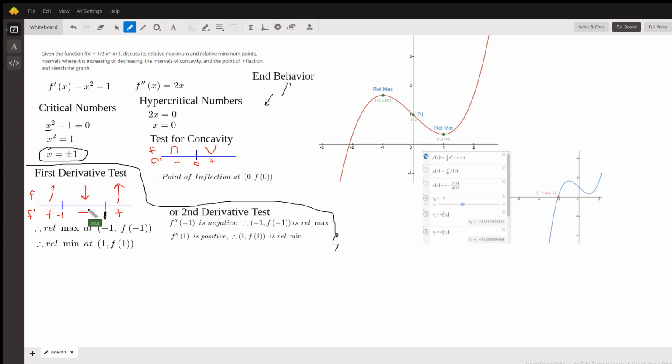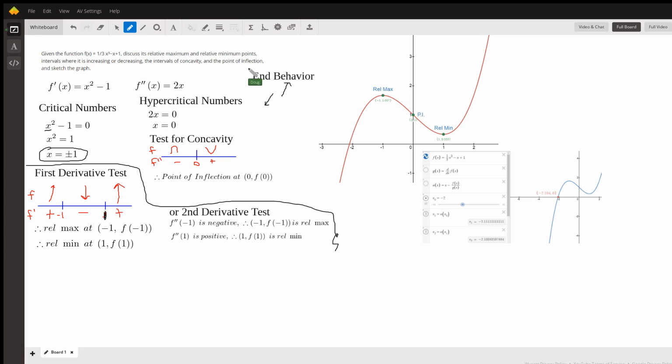In the interval from -1 to 1, pick a test number, like the number 0. What's f prime of 0? It's -1, actually. So that tells you the original function is decreasing in the interval from -1 to 1. And similarly, to the right of 1, the first derivative is positive. So the original function is increasing everywhere to the right of 1.